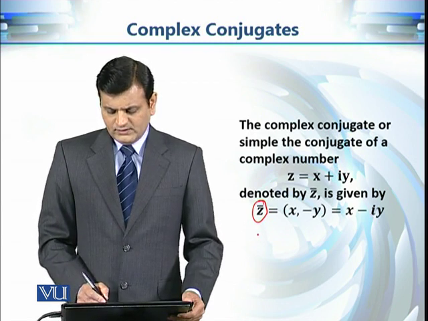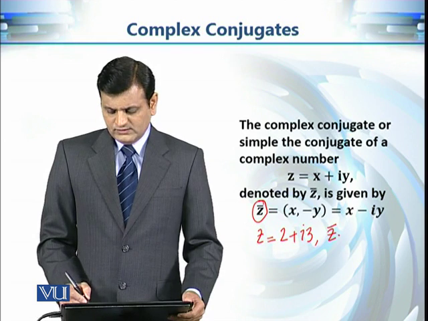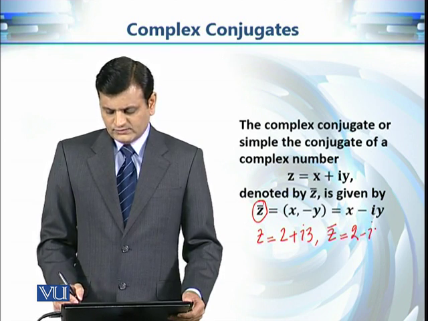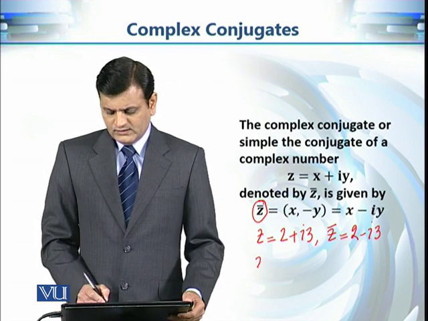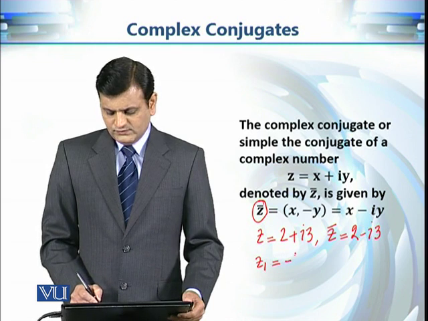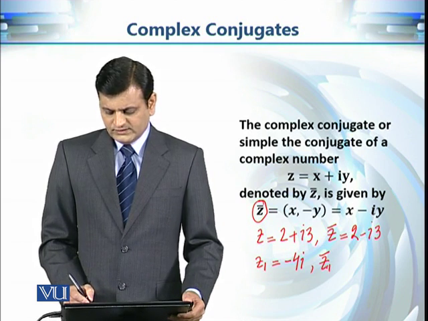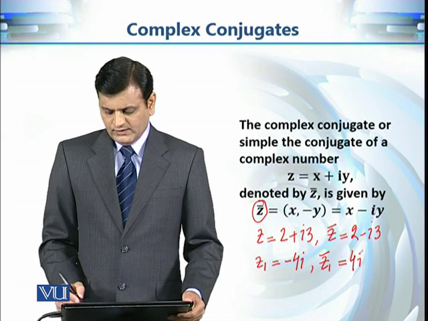As an example, if I have complex number 2 plus iota 3, then its conjugate z bar is equal to 2 minus iota 3. Similarly, if I have another complex number z1, which is minus 4 iota, then the conjugate of this complex number z1 is z1 bar, which is equal to 4 iota.